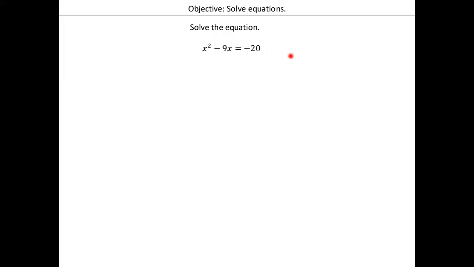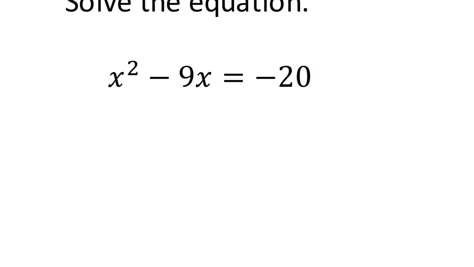All right, this one, go ahead and copy this one. X squared minus 9x equals negative 20.